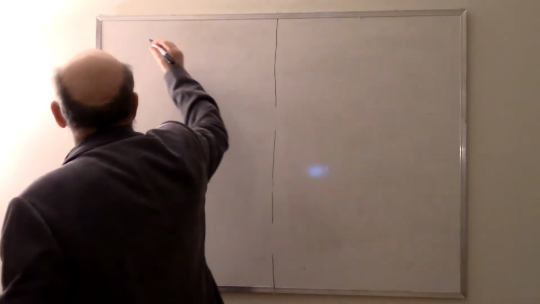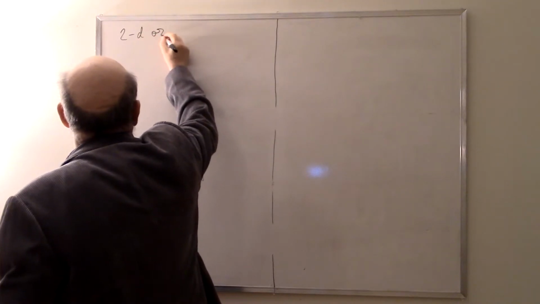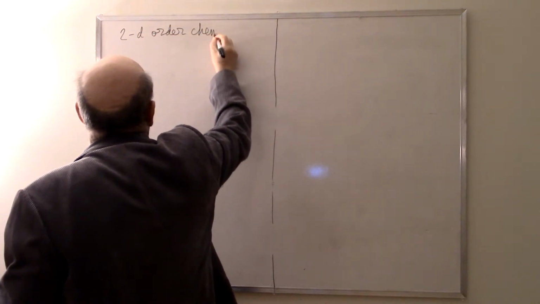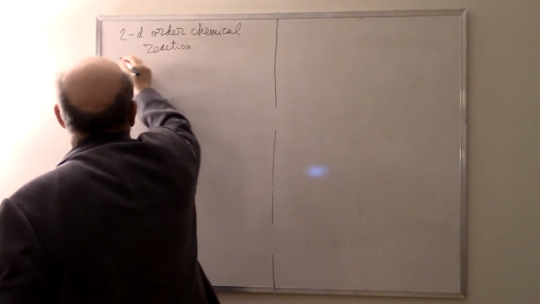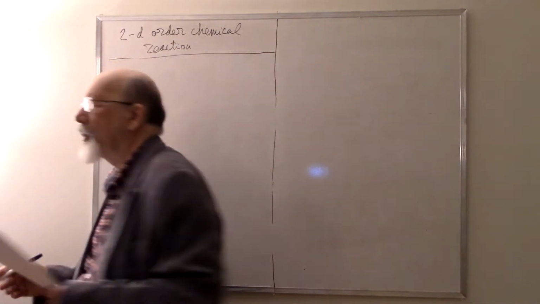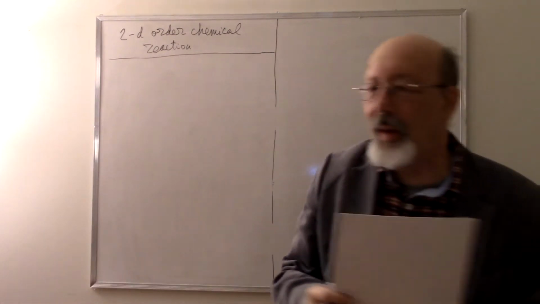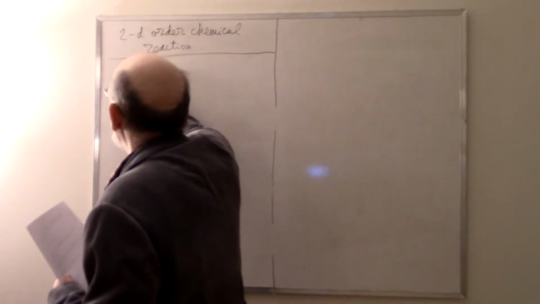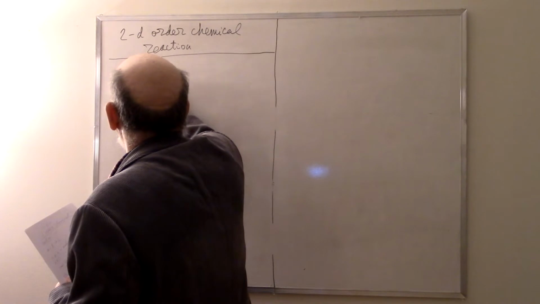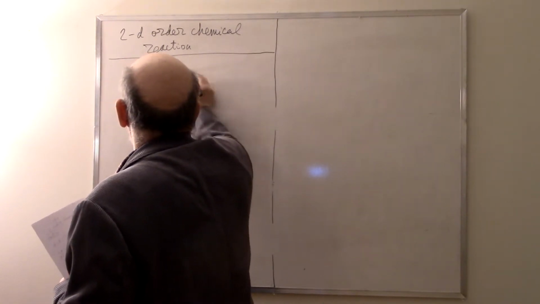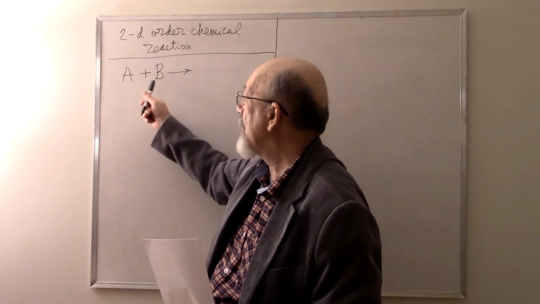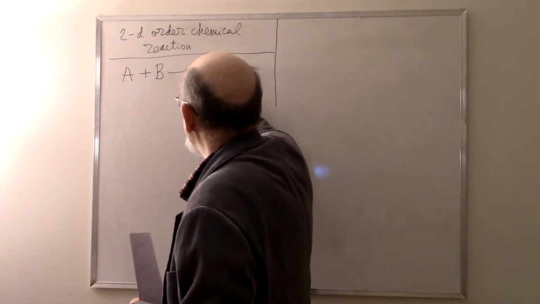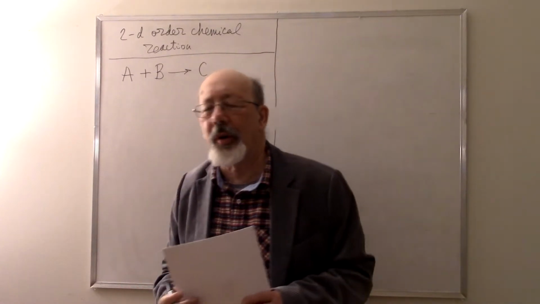Okay, consider one more problem. It is a second order chemical reaction. So, consider the chemical reaction. You have a substance A and substance B, and they enter into chemical reaction, one molecule of A and one molecule of B, and the result is one molecule of C.